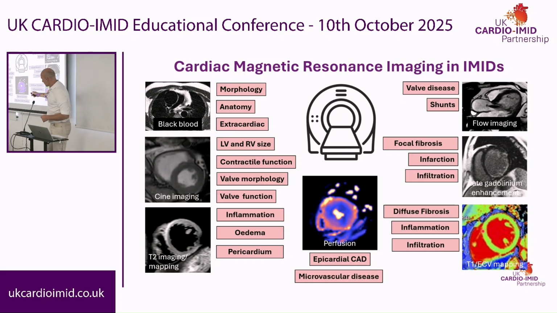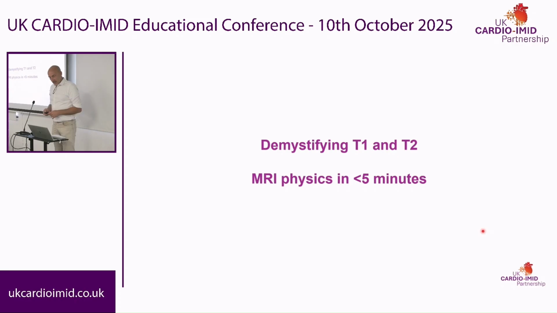And this is a patient who's got microvascular disease. Perfusion is low, and the red perfusion on the outside is higher. It's a typical picture in quite a lot of patients with IMIDs. So I was going to demystify the whole T1 and T2 thing. And this is how we're going to talk about MR physics for 5 minutes.